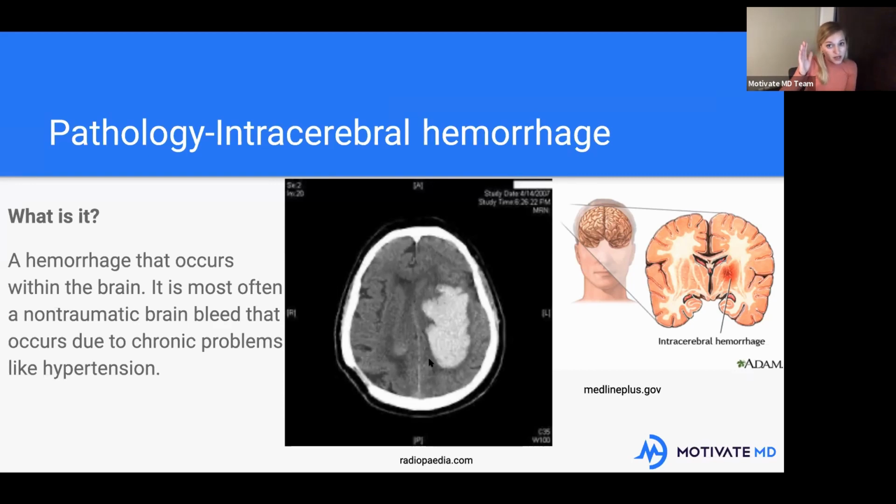So instead of pushing on the brain from more of the outside, having to do with the different layers of your dura mater, arachnoid, and then pia, here is within the brain. So does anybody have any thoughts about who is most likely to have an intracerebral hemorrhage?